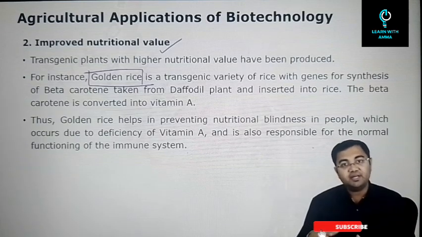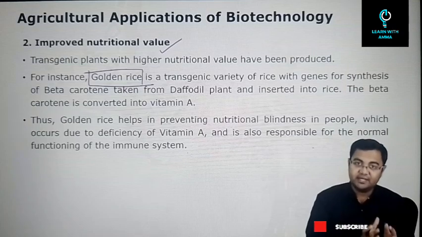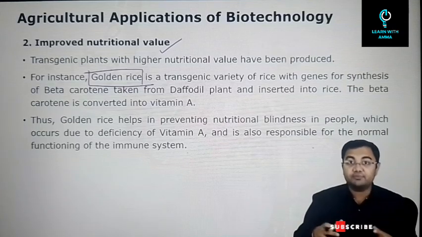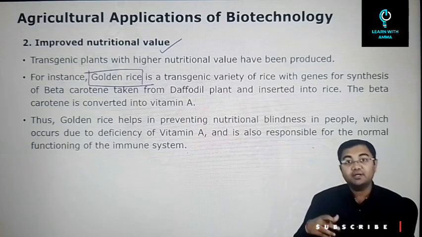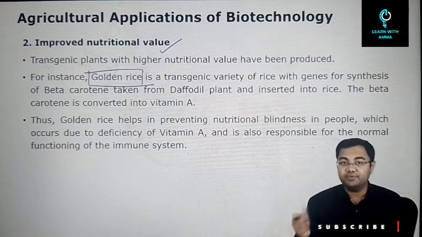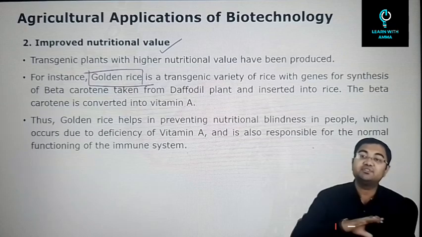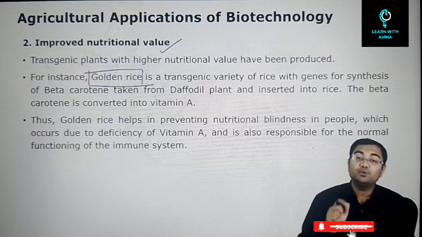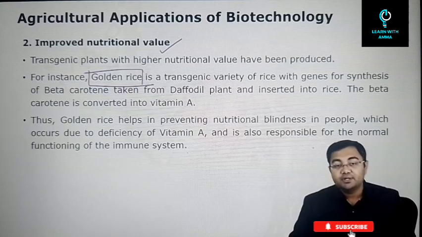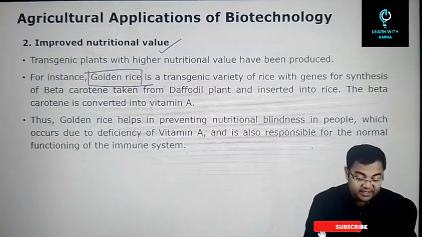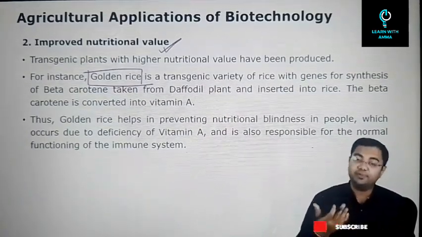So this beta carotene contains vitamin A. And when beta carotene is inserted in rice, when it becomes a part of the genetic makeup of rice, this is when golden rice comes into the picture with an increased amount of vitamin A, and this is the rice which is administered in the areas which have lower amounts of vitamin A in people in general. So this is how we have seen that increasing the nutritional value of the crop can also be done.